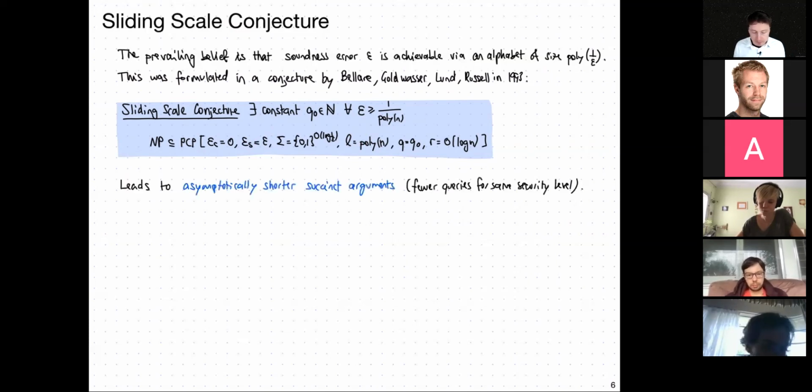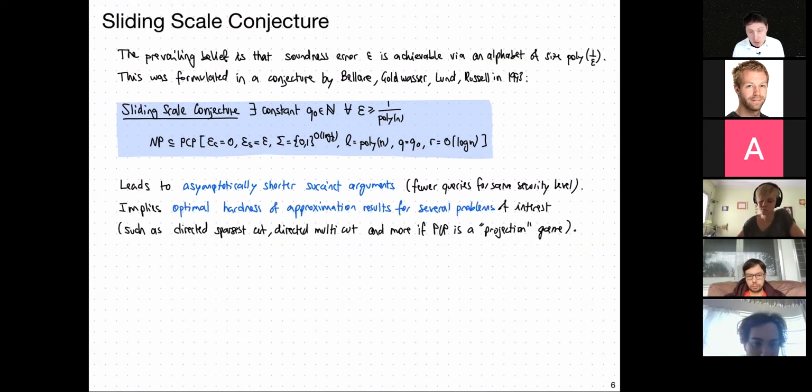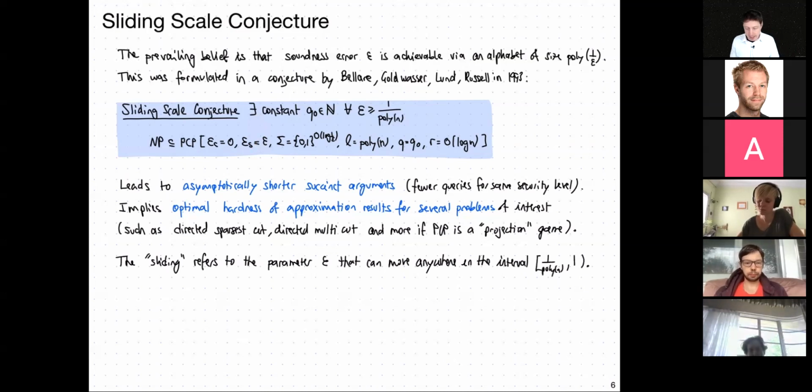So this remains a conjecture. This regime is wonderful for cryptography. In particular, it leads to asymptotically shorter succinct arguments than what we know today. And you will see some applications of this in Tom's lecture. It also implies optimal hardness of approximation results for several problems of interest. Again, you will see a first connection in Tom's lecture, but there is a whole body of work exploring that connection further. And some of those results are missing because it seems like we're missing a positive answer to this conjecture. Now, this sliding thing refers to the fact that you get to choose the soundness error anywhere between something close to 1 to something pretty small, 1 over poly. And for any setting of those parameters, there is a PCP that is going to work for that. Okay.